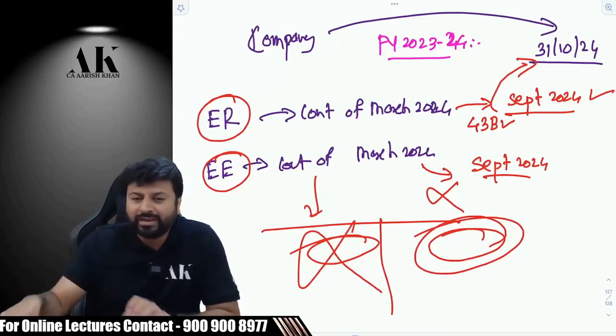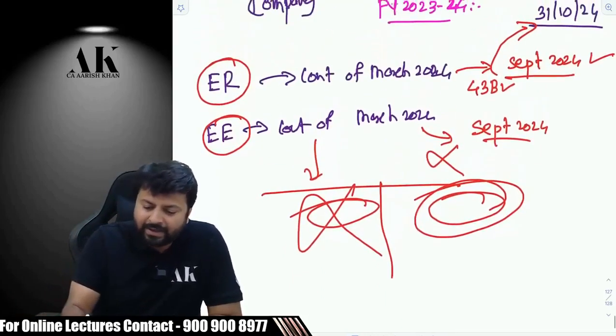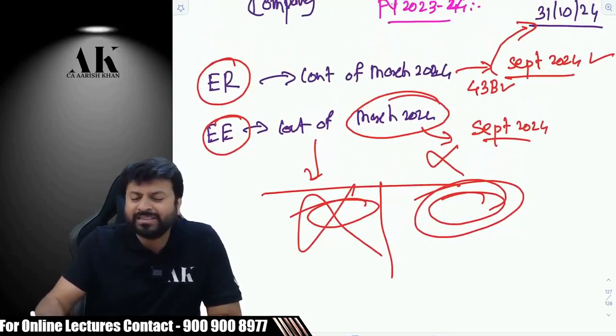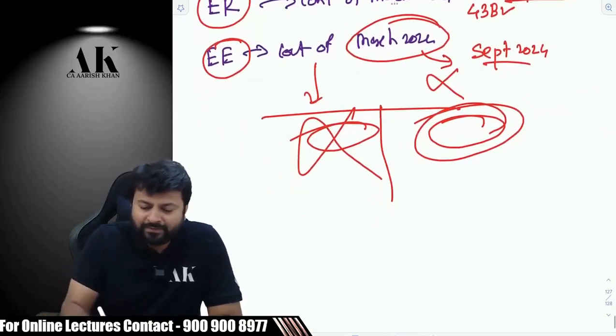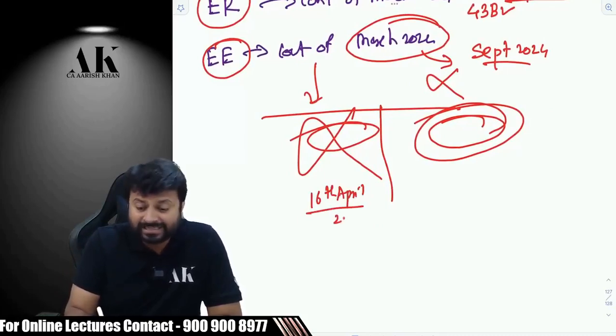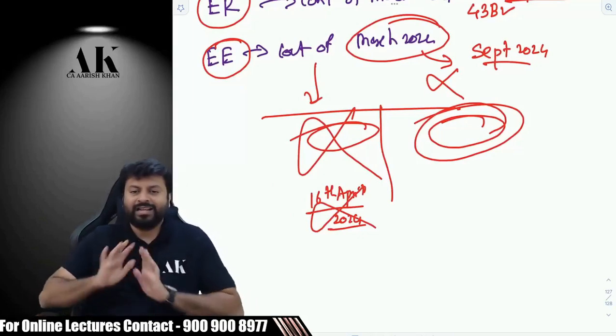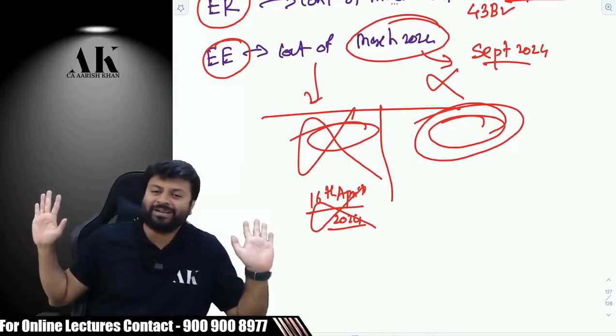No, it is gone. This employee contribution is of which month? March. What is the due date to pay employee contribution? 15th. Even if you pay on 16th of April now, 16th of April 2024, it is gone. Nothing can be done about that particular item then.